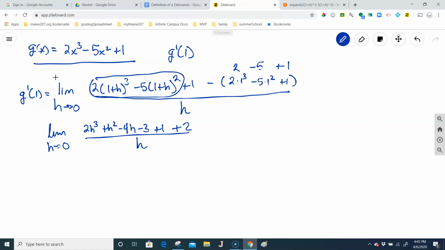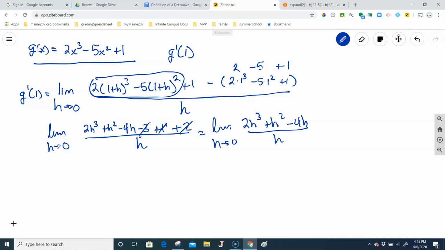There's a mistake somewhere. Let me see if I can find it. There was no mistake. I just was misreading it. So this negative 3 combines, cancels this 1 and this 2, leaving us with the expression, the limit as h goes to 0 of 2h cubed plus h squared minus 4h all over h.